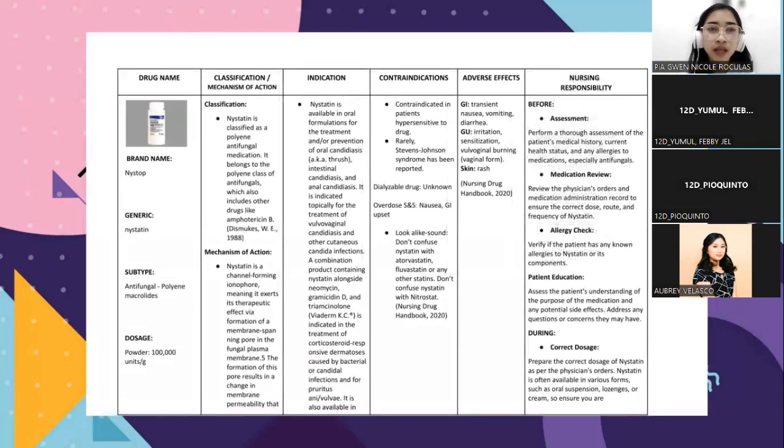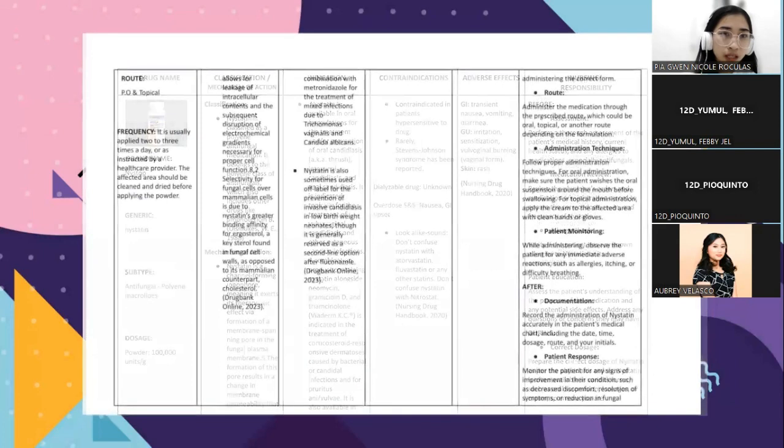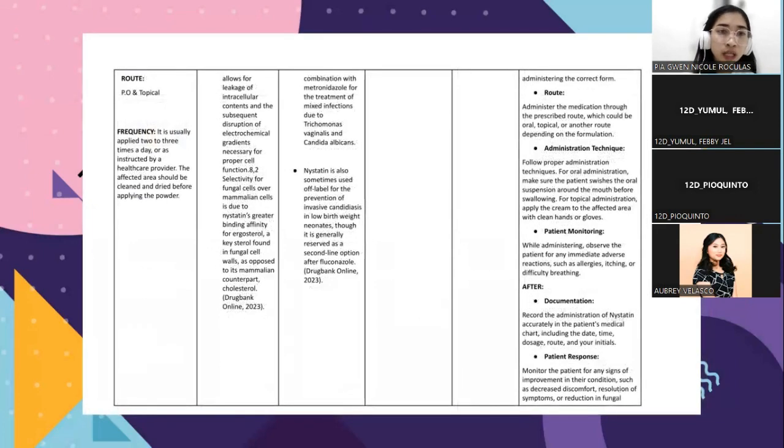Okay, so next drug is the Nistop, and its brand name is Nistop, and its generic name is Nystatin. This is a subtype of choline macrolides. The dosage of this is 100,000 units. Next slide. And its route is per oral and topical. Next is the frequency. It is usually applied 2 to 3 times a day or as instructed by a healthcare provider. So the affected areas should be properly cleansed and dried before applying this powder.